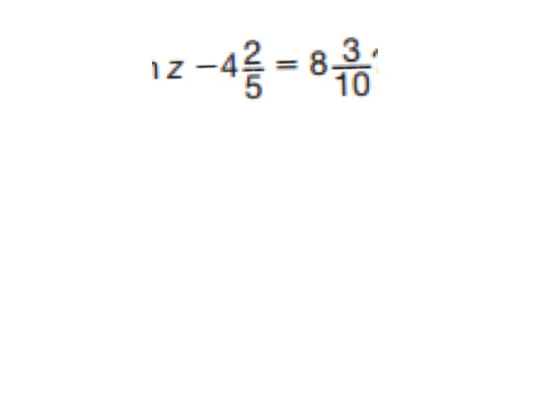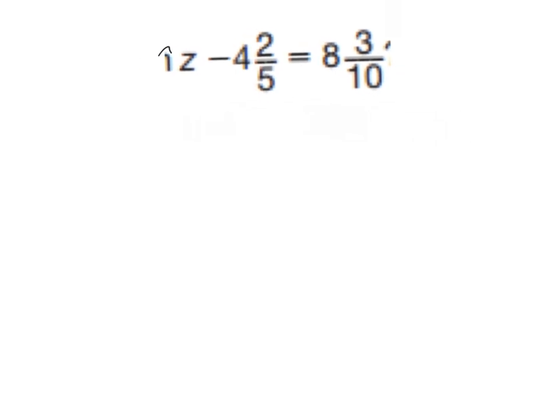First thing I'm going to tell you is just ignore the very front thing right here. I cut it off from another problem and there was a number in front of the Z. So just ignore it. It's not there. Same thing with this behind on the 3/10.